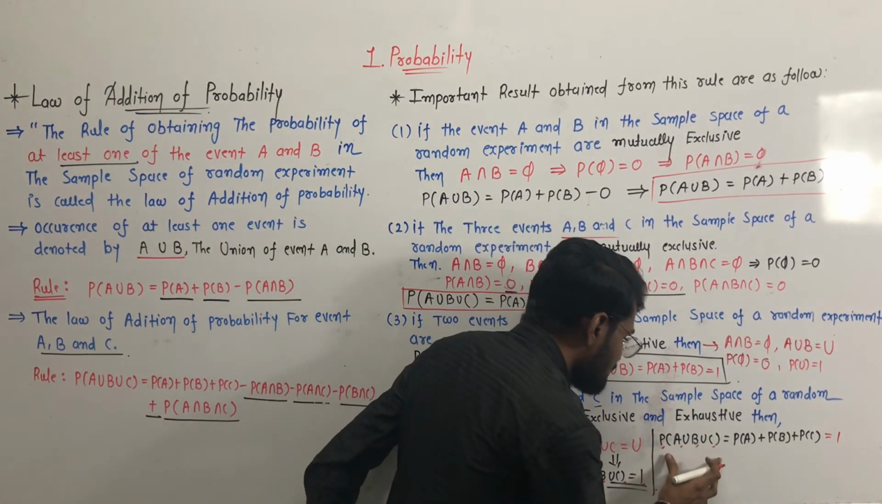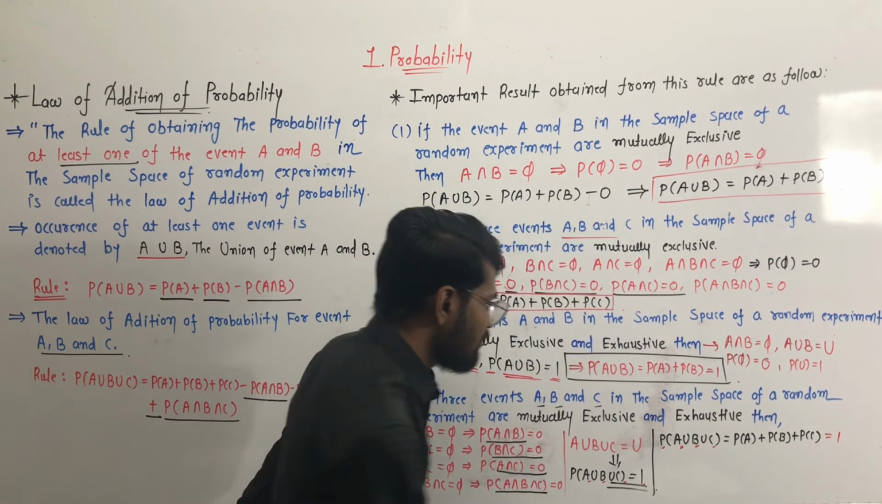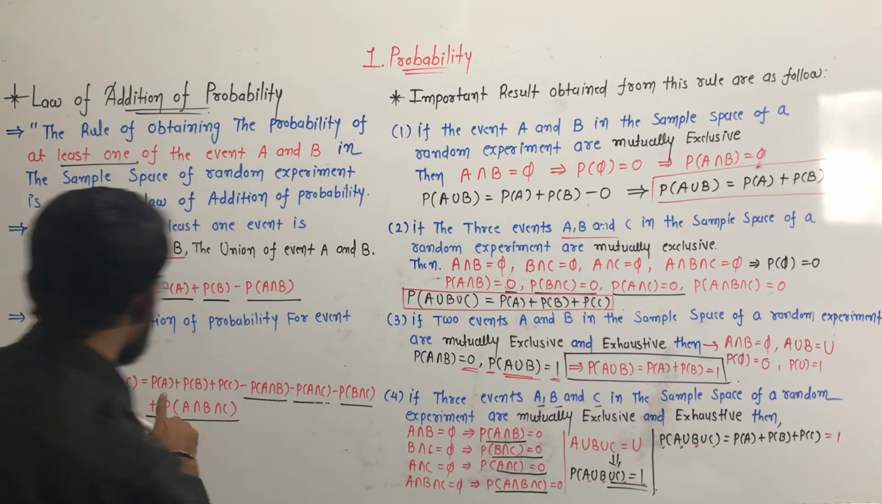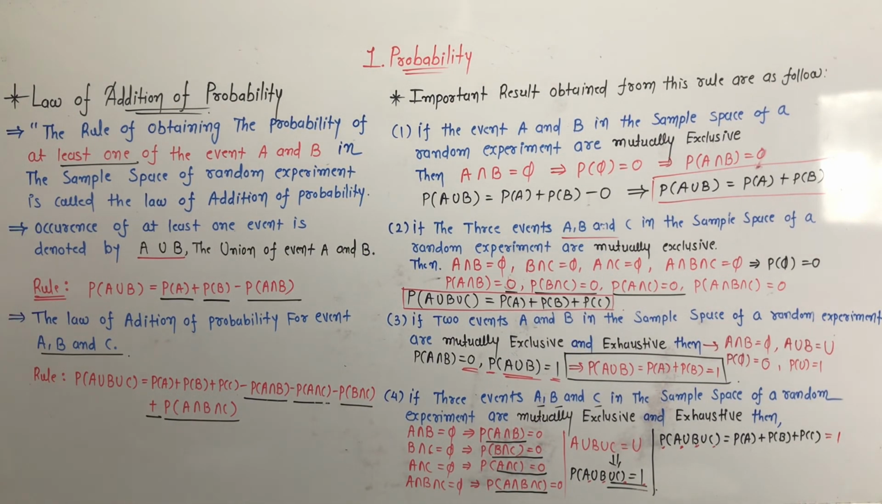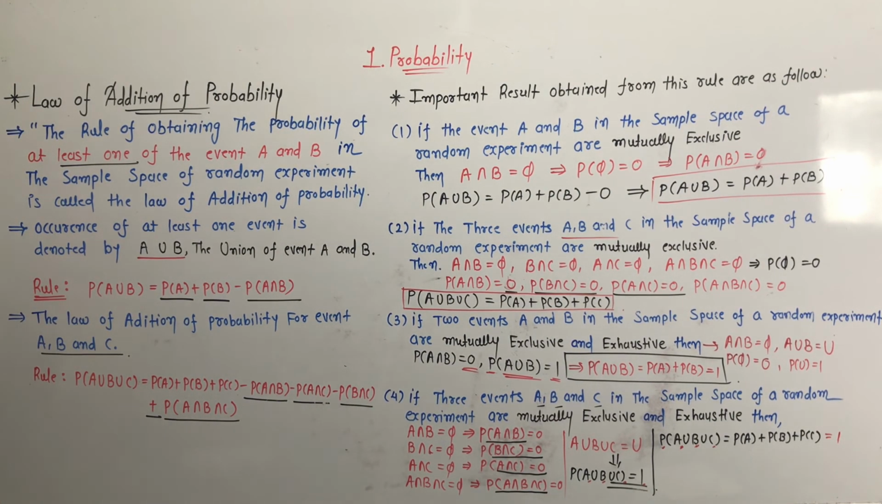So we can write that the probability of the union of A, B and C is equal to 1, and it is equal to P of A plus P of B plus P of C, and the remaining value is 0. Yes, okay, write it down.